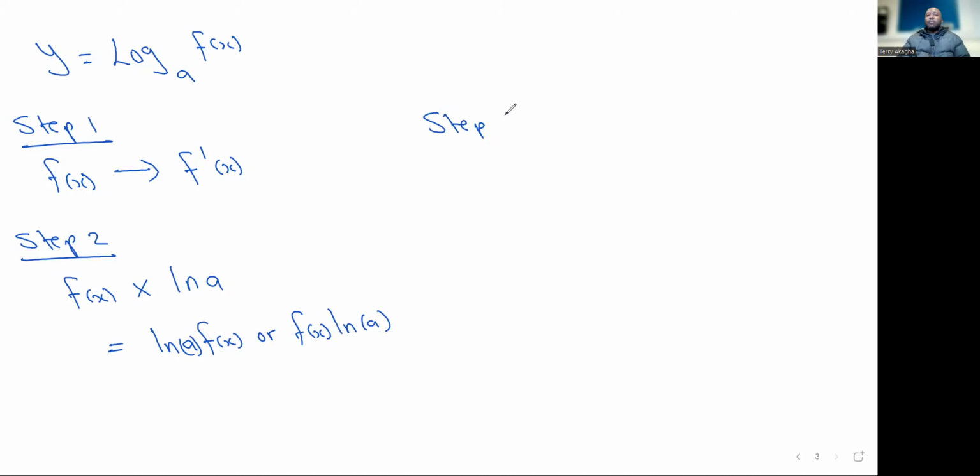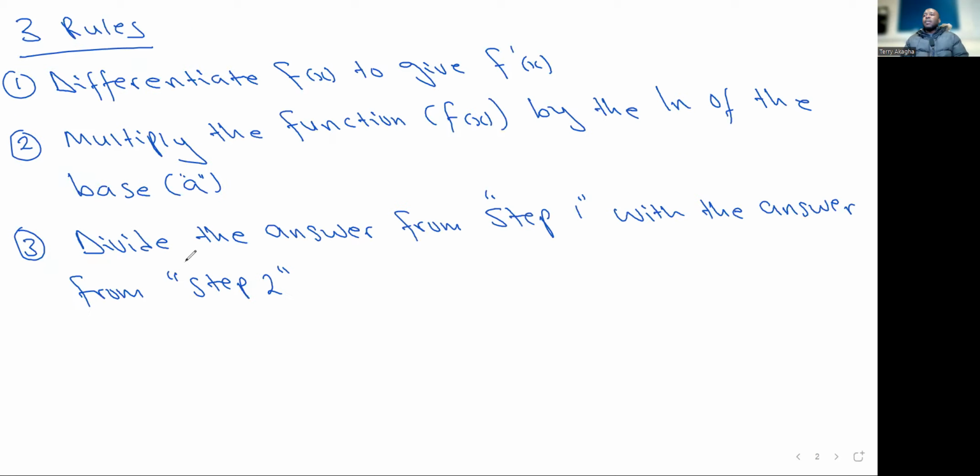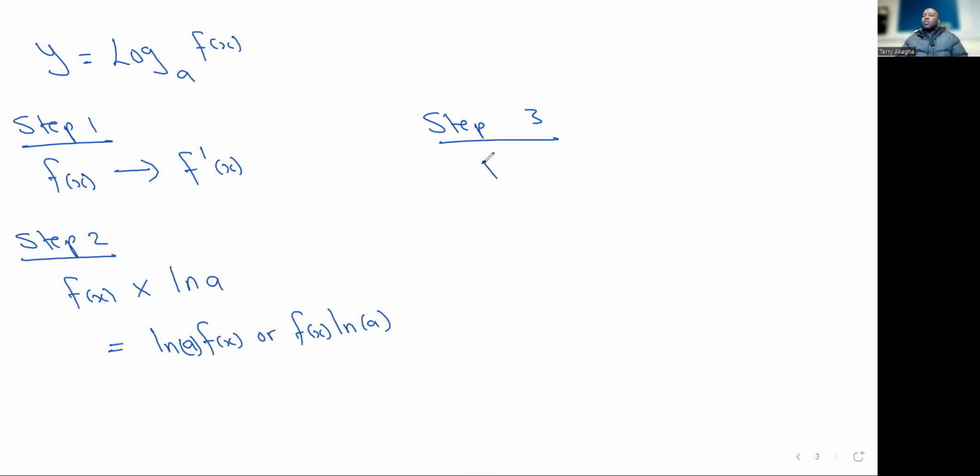Now the next thing, step 3. Step 3 says you now have to divide the answer from step 1 by the answer from step 2. So that means dy over dx will be the answer from step 1, which is f prime x, divided by the answer from step 2, which is f of x ln a.